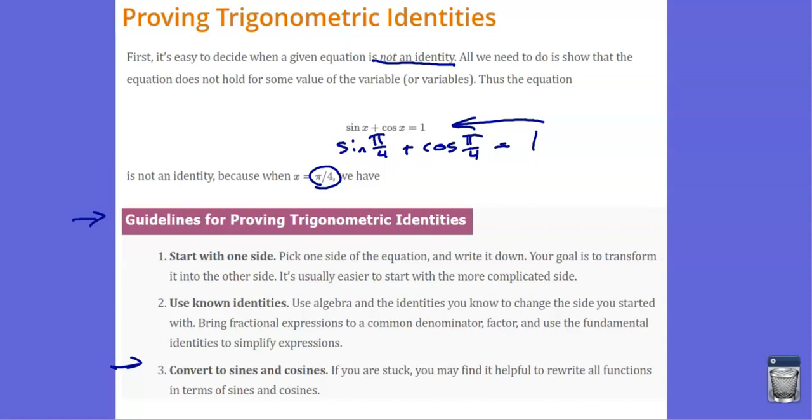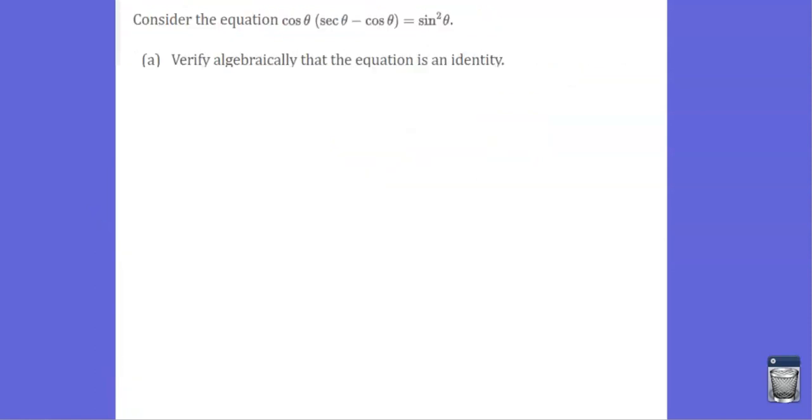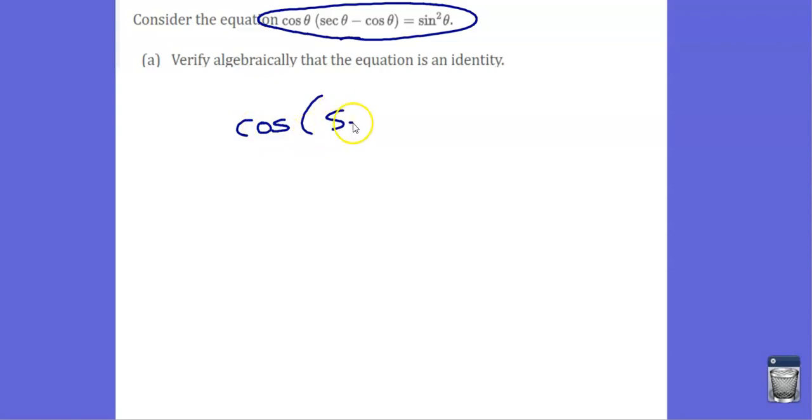All right, so here, let's go back to proving identities. Let's look at some examples. So here it says, consider this equation, and I want to basically prove that this is an identity. All right, so to prove that it's an identity, we're going to take one side of the equation. Typically, you start with the more complicated side. So let's start with this. So cosine times secant minus cosine. And we're going to try to see if that equals sine squared.